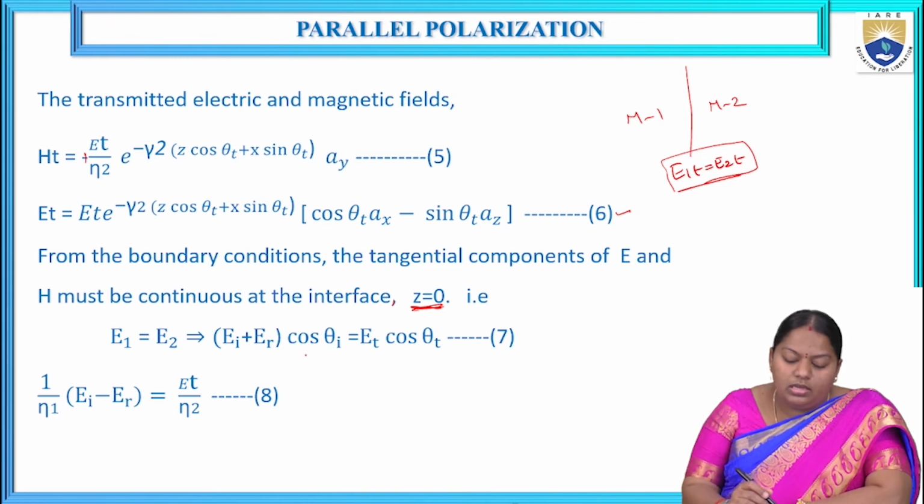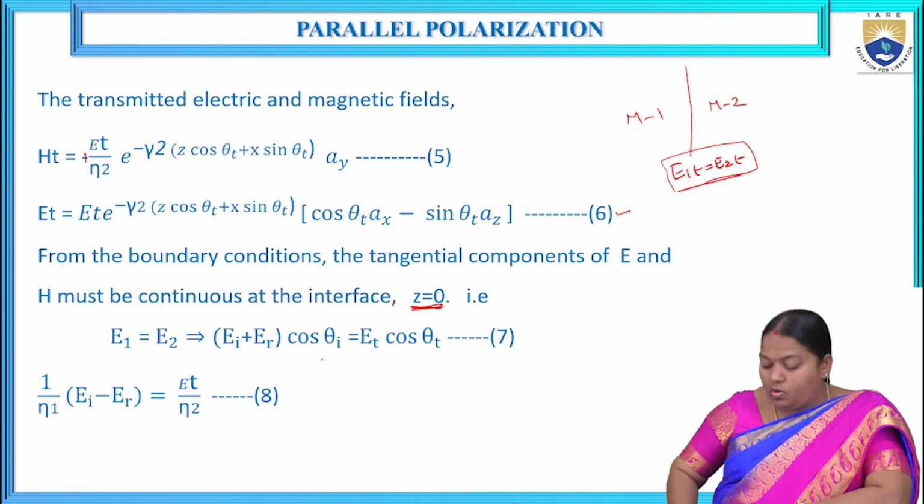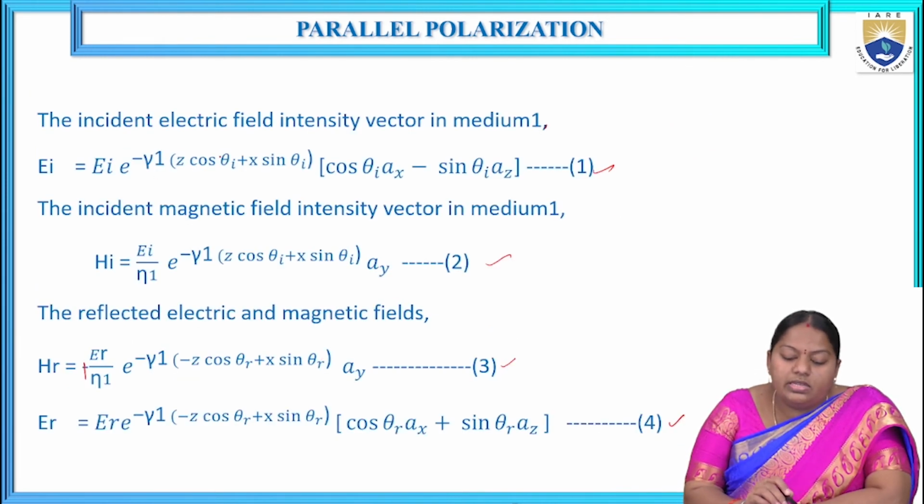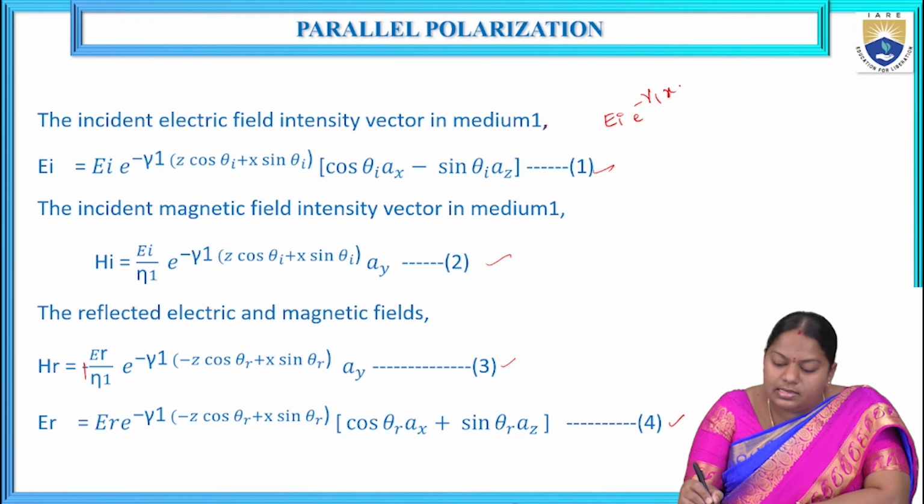We have only these functions, EI and ER into cos theta I. See here, if you observe, in the EI equation at z equal to 0, it is EI into e power minus gamma 1 x sin theta I, into cos theta I ax minus sin theta I az. Right? This is for EI.